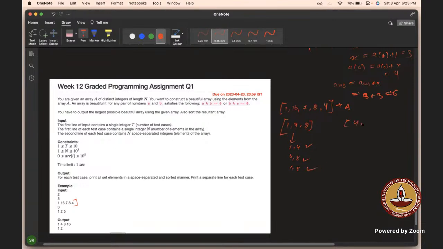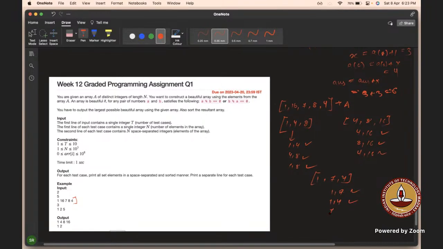Another possible array could be just 4 and 8 also, right? Or like 4, 8, 16, right? If you pick 4 and 16, 16 is divisible by 4. But if you pick something like 1, 7, and 4, right? If you pick 1 and 7, this checks. If you pick 1 and 4, this also checks, because 4 is divisible by 1. But if you pick 7 and 4, neither 4 is divisible by 7, nor 7 is divisible by 4, right? So this is not right. So this is not a valid beautiful array.